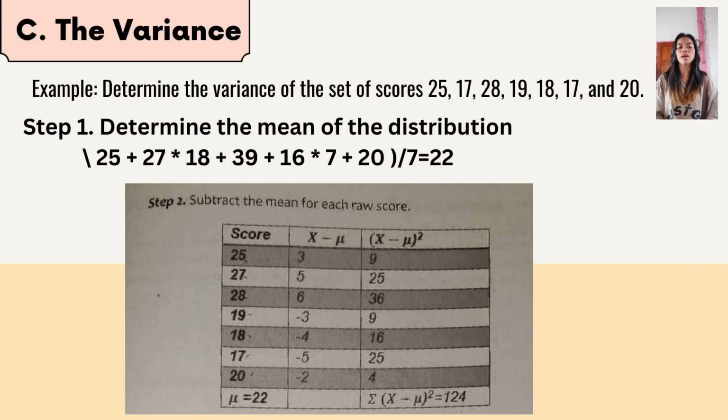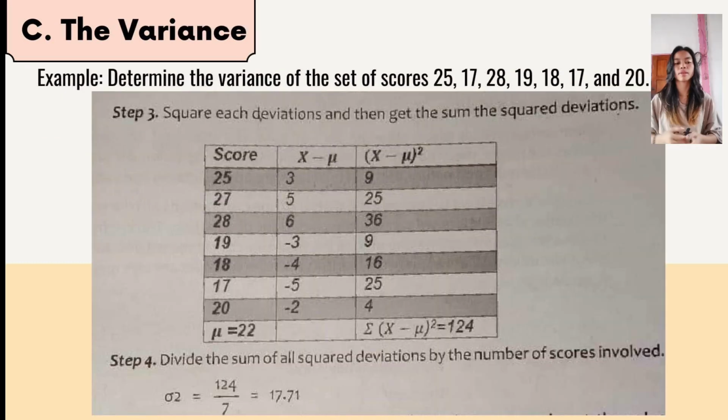Here's the example. Determine the variance of the set of scores 25, 17, 28, 19, 18, 17, and 20. Step 1, determine the mean of the distribution. Step 2, subtract the mean from each raw score. Step 3, square each deviation and then get the sum of the squared deviations. Step 4, divide the sum of all squared deviations by the number of scores involved.